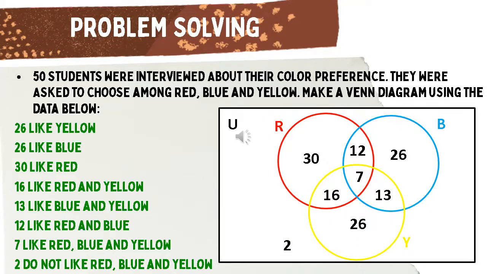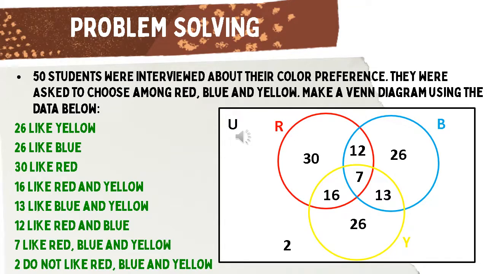Okay, so as you can see, I have made 3 circles representing the red, the blue, and the yellow. R is for red, B is for blue, and Y is for yellow. And may color din naman yung sheet. Okay? So, first, paano ba nilalagay yung mga data sa Venn diagram?